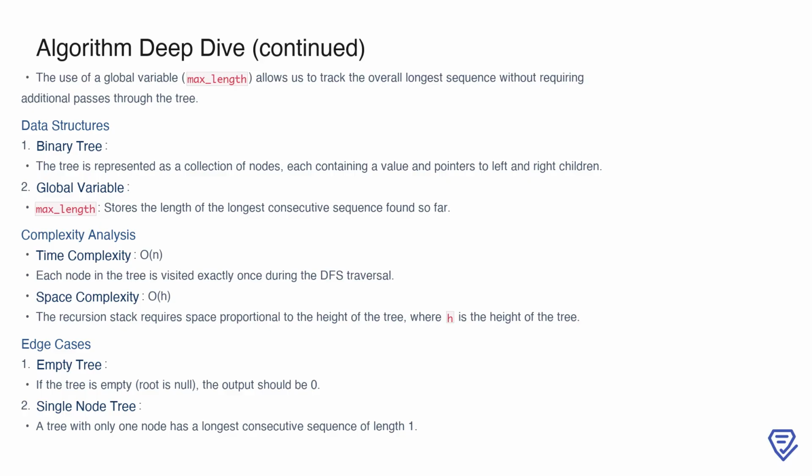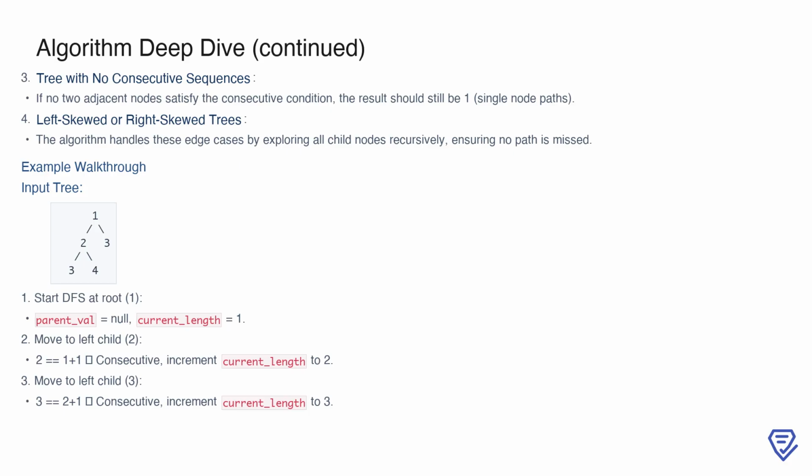We also need to consider edge cases. For example, if the tree is empty, the result should be 0, since there are no nodes to form a sequence. In a tree with only one node, the longest consecutive sequence is simply the node itself, with a length of 1. In cases where no 2 adjacent nodes satisfy the consecutive condition, the result should still be 1, since each individual node forms its own sequence of length 1. For left-skewed or right-skewed trees, the algorithm works seamlessly because it explores all child nodes recursively, ensuring no path is overlooked.